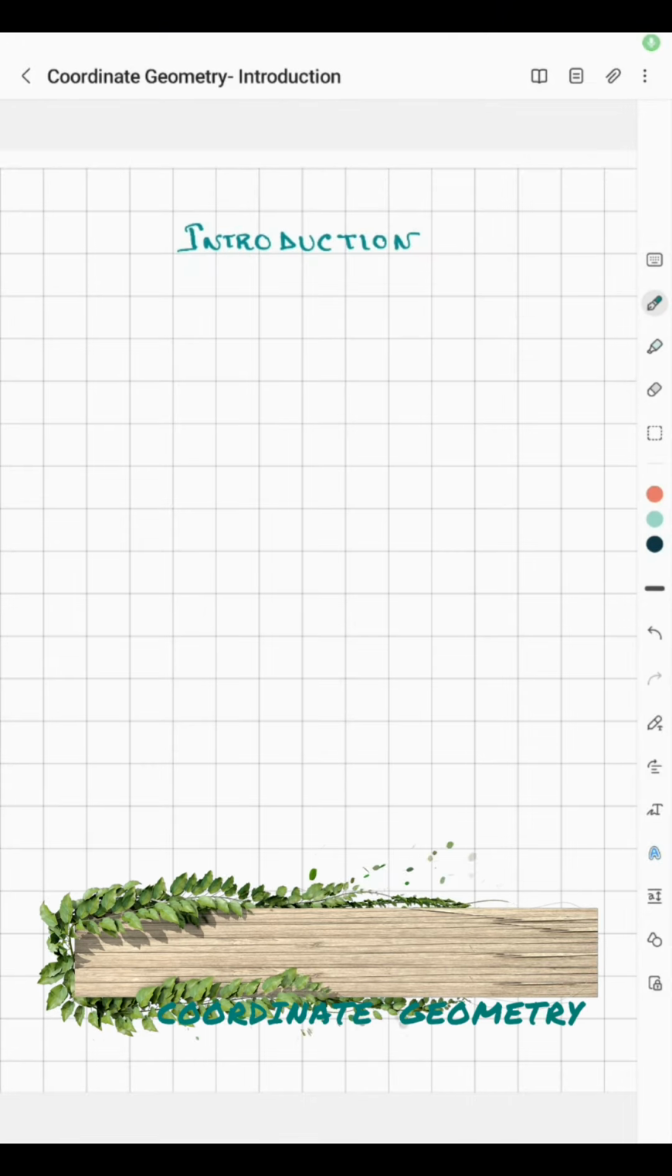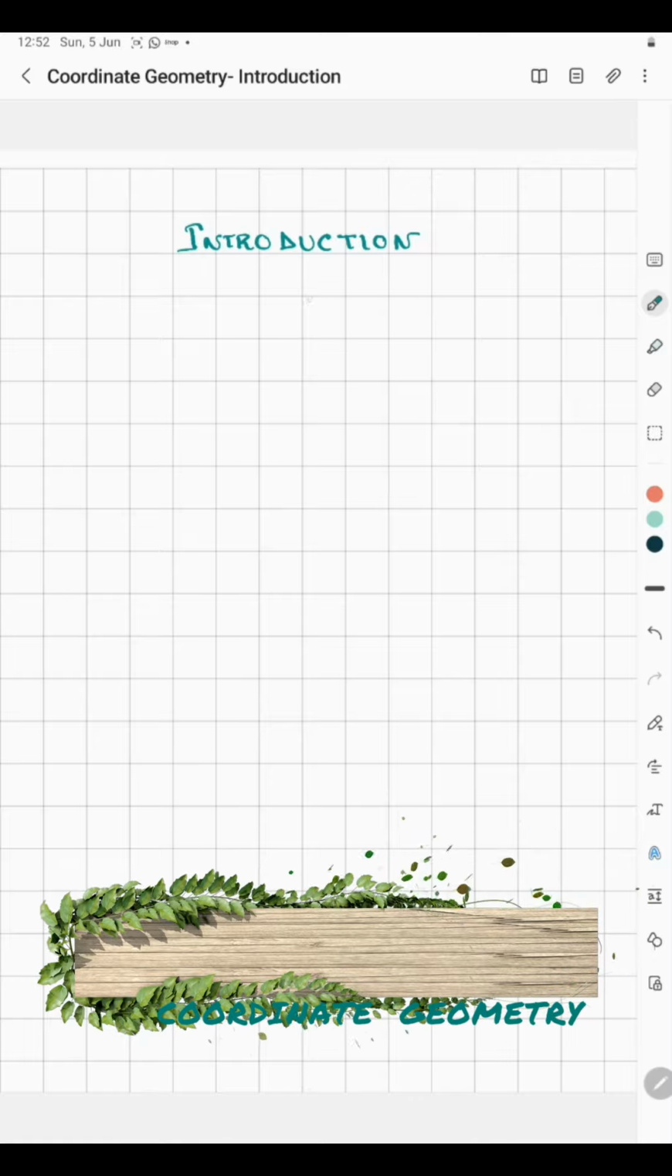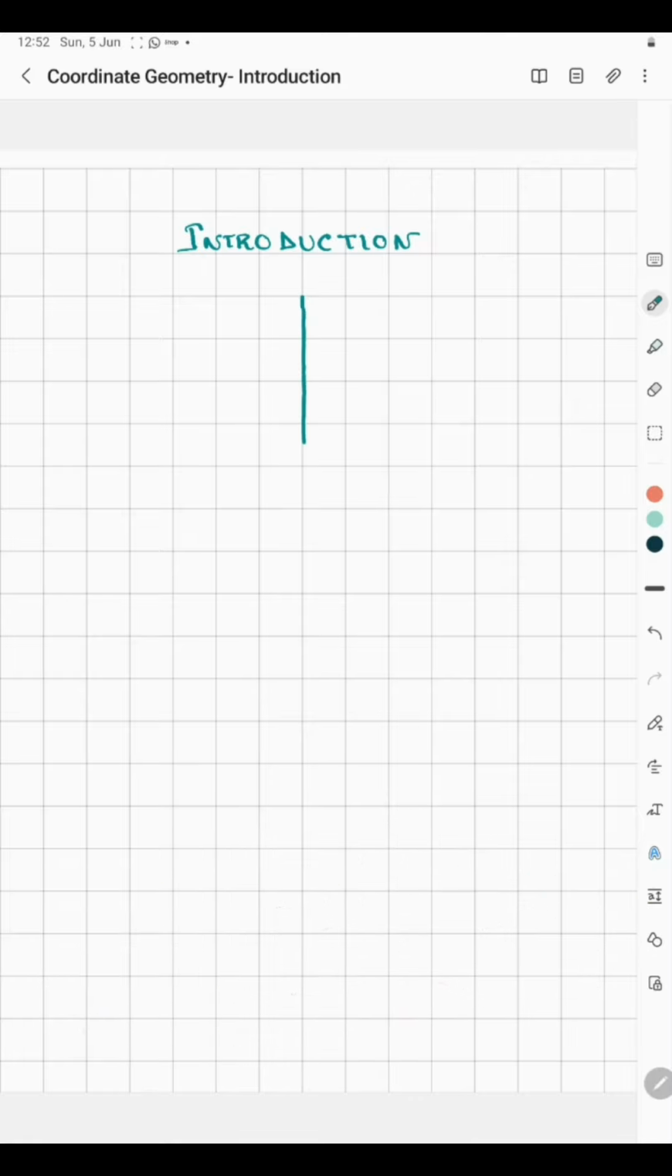Today I'll be starting with chapter 3, coordinate geometry. At first I'll discuss the Cartesian plane. If we take two number lines, this is called the vertical number line and this is called the horizontal number line. These two number lines combine in such a way that they intersect each other at their zeros.